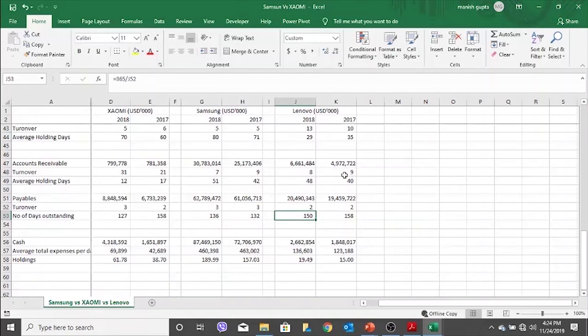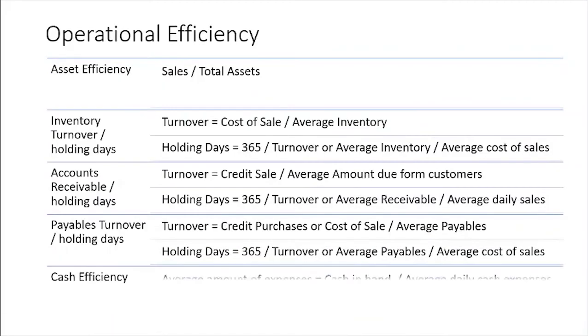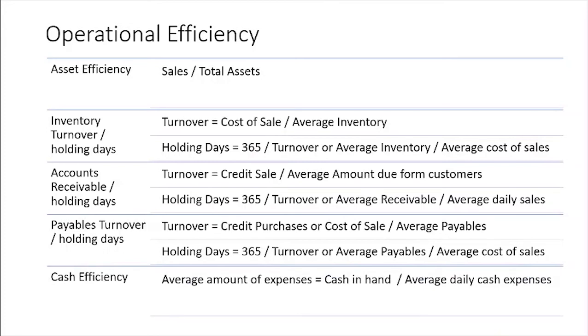But both of them are practically the same thing. Either you use the turnover ratio or you use the number of days outstanding. It's the same thing. Okay. Then you have cash. So what is the cash turnover ratio? Cash efficiency: the amount of your daily expense, divided by your cash holding. So it will tell you how many days of cash you hold in your assets, in your hands.